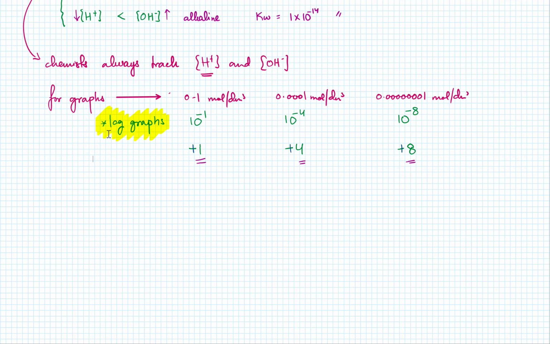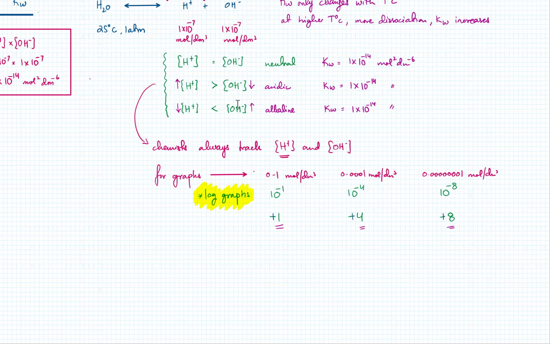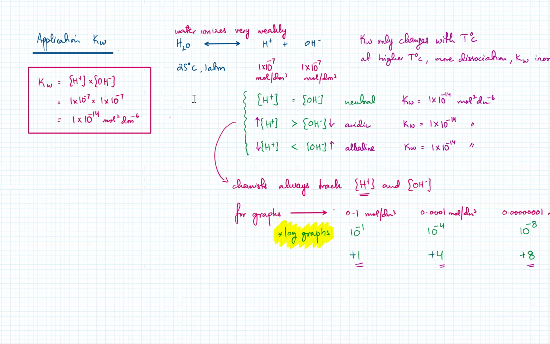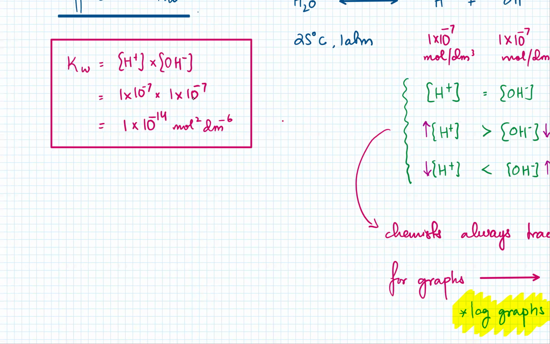Yes, sir. Okay, so our purpose was that we wanted to track the concentration of H plus and OH minus ions, right? Because it was very important to us. So I've got this KW expression. What is KW? KW is the H plus concentration times the OH minus concentration, right? And it's got a value of 1 times 10 to the power minus 14.